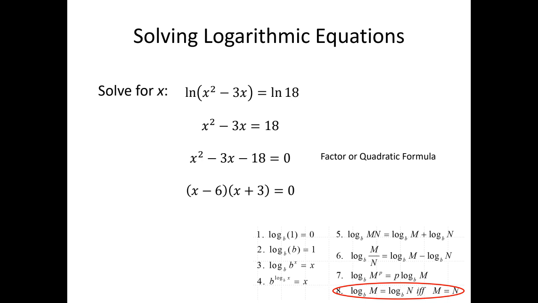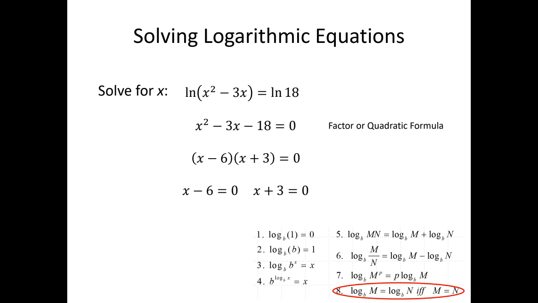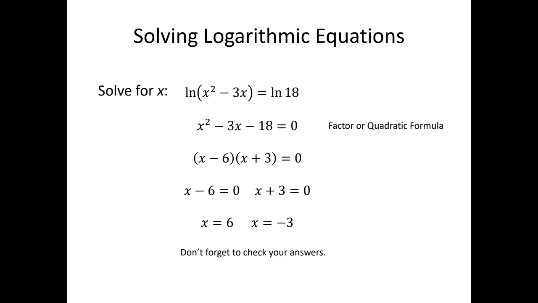And I have x minus 6 times x plus 3 is equal to 0. Again, I'm going to use my zero product rule to solve for x. The only way that I can get a product of 0 is either x minus 6 is equal to 0, or x plus 3 is equal to 0. So I have two solutions, x equals 6 and x equals negative 3.